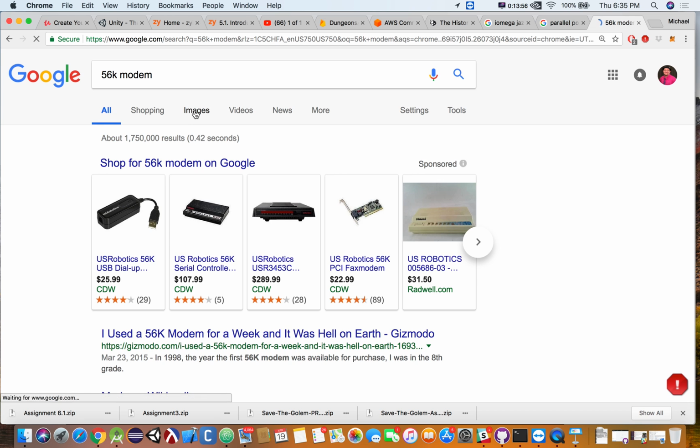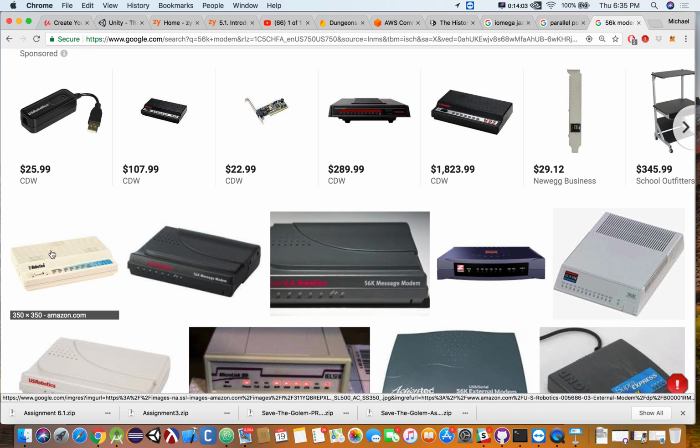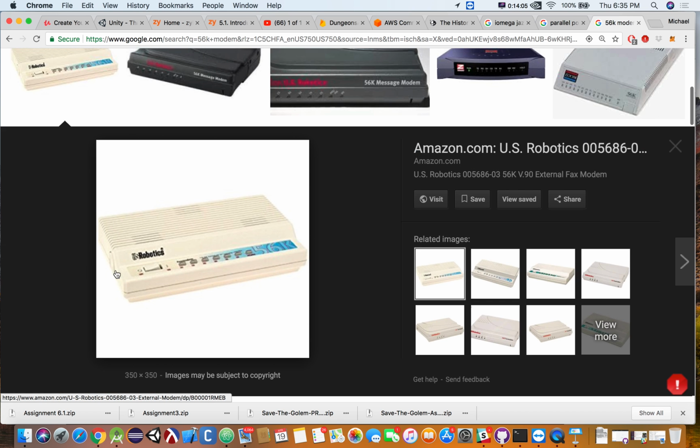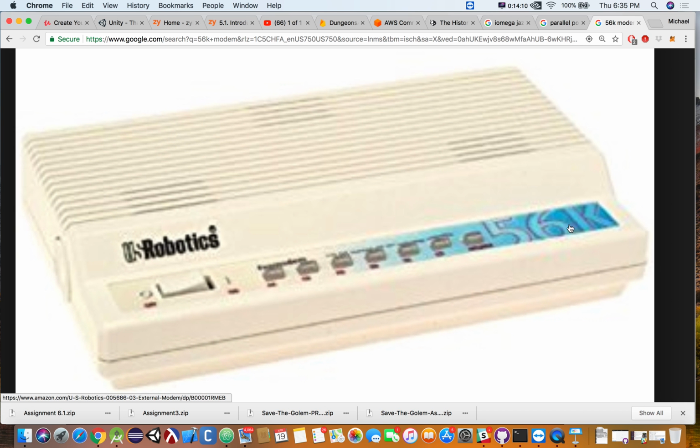U.S. Robotics. Let's go to images here. This is when they were here. Look at that. That's a U.S. Robotics 56K modem. You get all the little lights in the front here. You had the phone cord plugged into the back. You had a serial cable coming out of the back that would plug into your computer. Oh, man. I mean, you felt like you were using the internet. So this was an external 56K modem. Then you had internal ones.